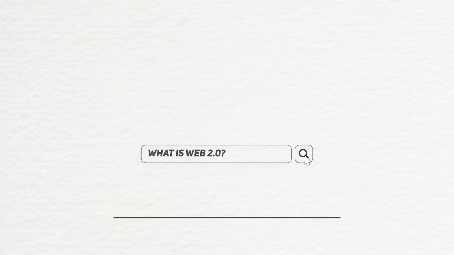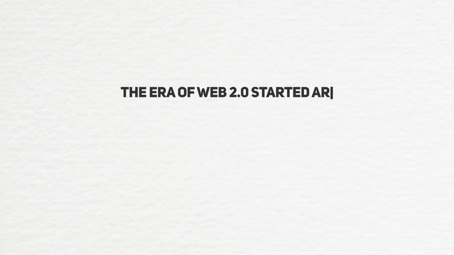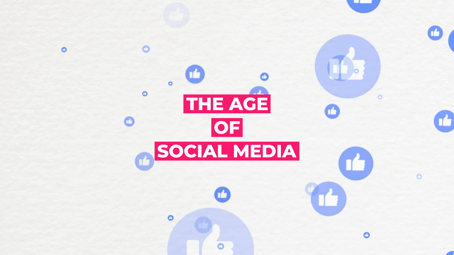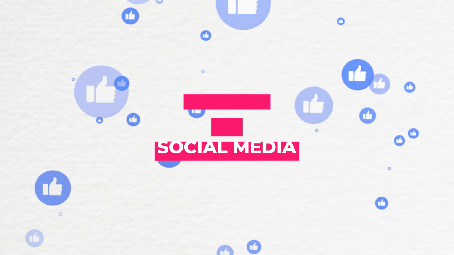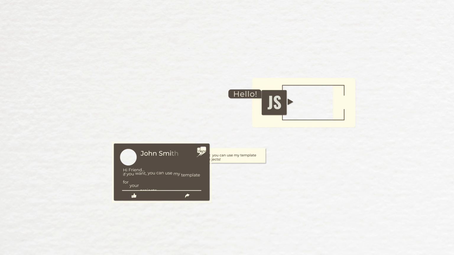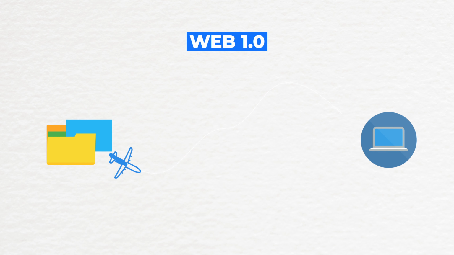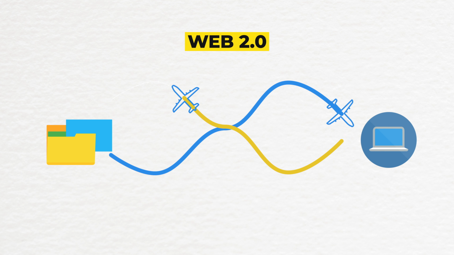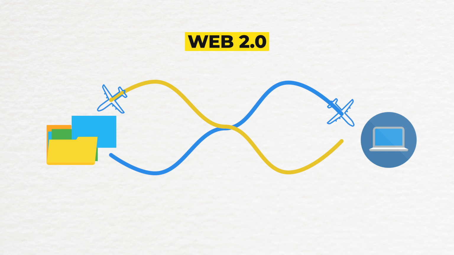The era of Web 2.0 started around 2005, and it's the web we're familiar with today, the age of social media. Almost all of us watching this video, content creators, we have our own social media pages, we communicate in real-time chat messaging, whereas with Web 1.0, data just tended to travel one way, from the website to the consumer. But with Web 2.0, it's more interactive and data is traveling both ways, from producer to consumer to producer.